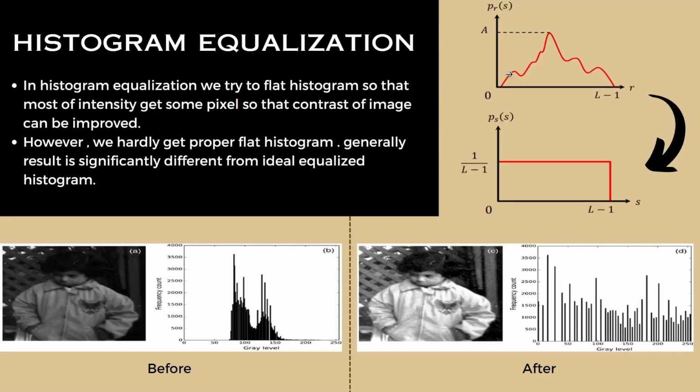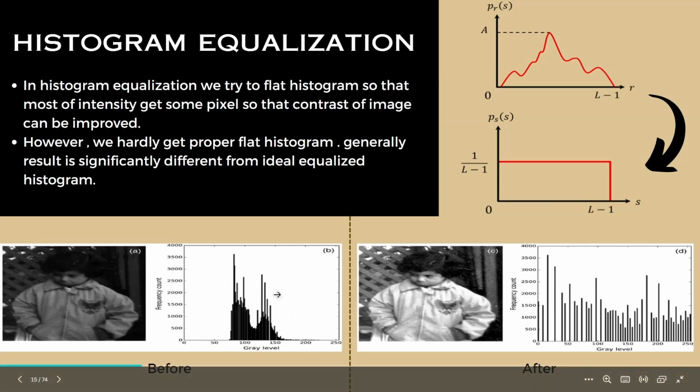Histogram equalization. In histogram equalization, we try to flatten the histogram so that the histogram becomes equally distributed among all intensities and contrast can be improved. This is the original image, and you can see its histogram here, and you can see that the histogram is not equally distributed among all intensities.